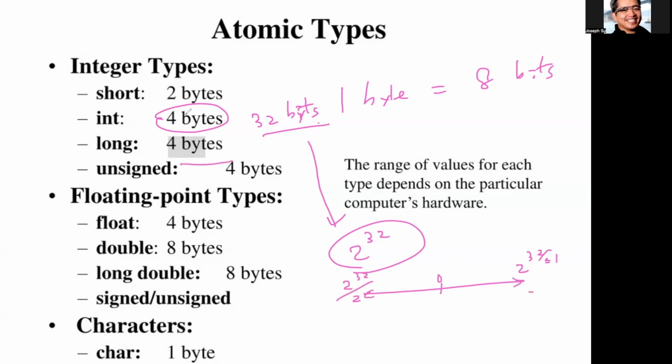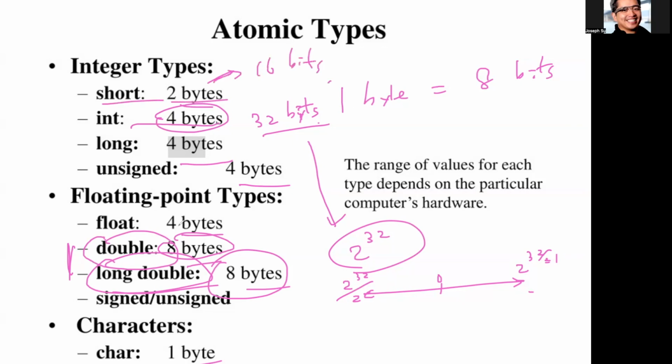Same thing with long, short. They all have different amounts of memory space requirement. The bigger the space it is, the more data you can store inside, which means long double has a very big capacity, just like double. And you can store a lot more information in these bigger data types than integer itself, which is only 4 bytes. Short is even smaller. This is 16 bits, and so on and so forth.